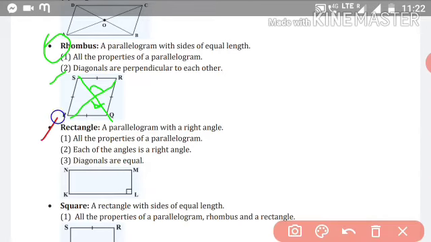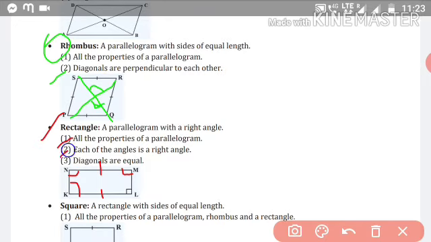Come to the next. What is this? Rectangle. A parallelogram with a right angle. Right angle means 90 degrees, and it means in a rectangle all angles will be 90 degrees. This angle N, angle M and angle L, all will be 90 degrees. Now all the properties of a parallelogram hold. What was the property of a parallelogram? The opposite sides are equal, isn't it? So the opposite sides will be equal and the opposite angles are also equal.